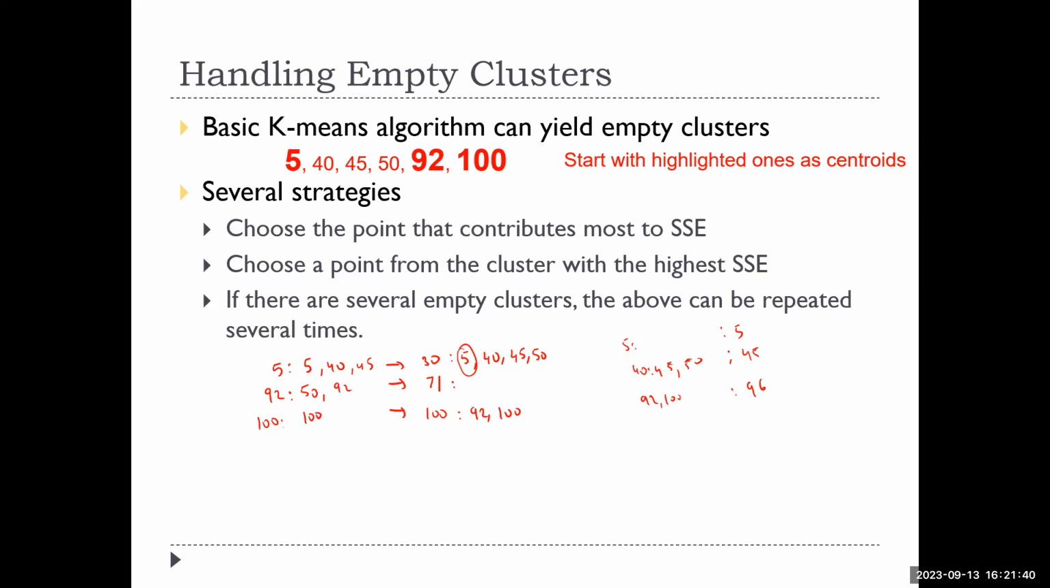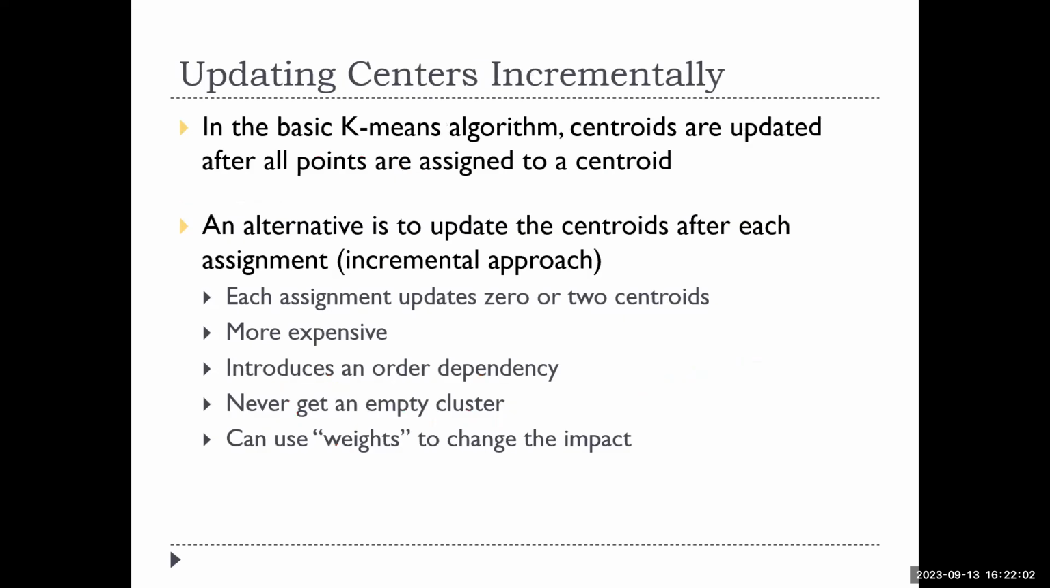So find the farthest point from the cluster center. The other option is to choose a point from the cluster with the highest sum of squared errors. If you remember, to measure the quality of a cluster, we look at the distances from the center. The cluster that has the highest distances from the center, you can choose a point from that cluster. And these steps could be repeated several times.